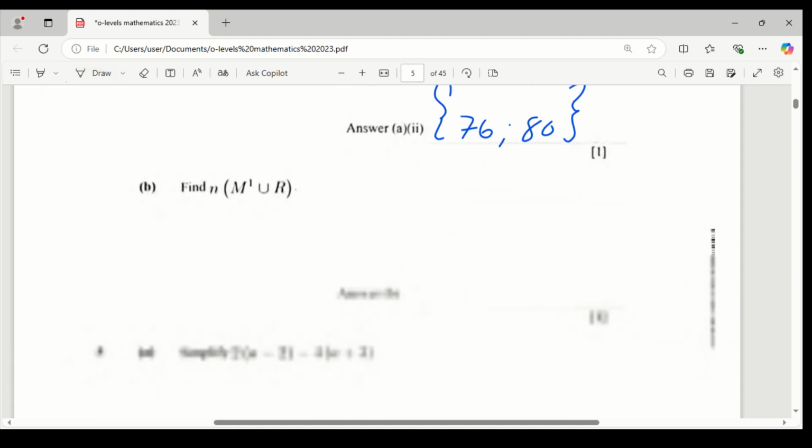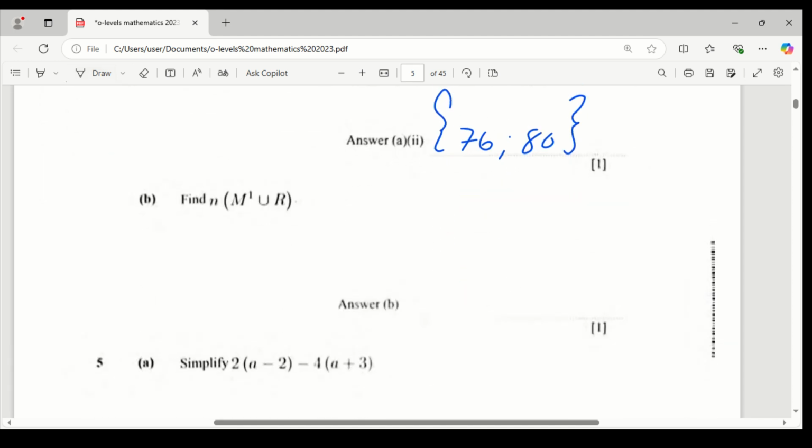Number 4B, it is saying find the number of M complement union R. So this is they are combined, right? So we have to separate these things, so that we can interpret this one. The last thing that you are going to do is to calculate the number. So we are not using n yet. The first thing that you are supposed to do, you are going to look for M complement.